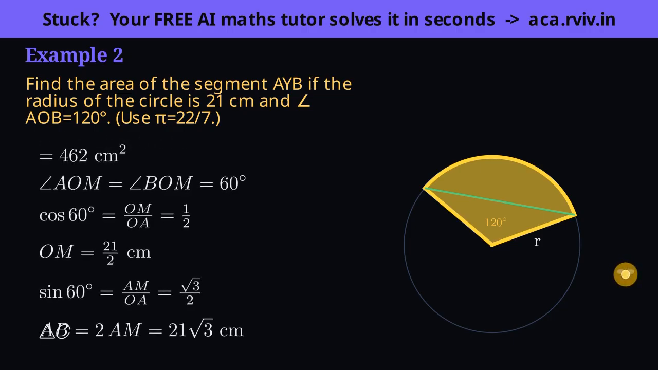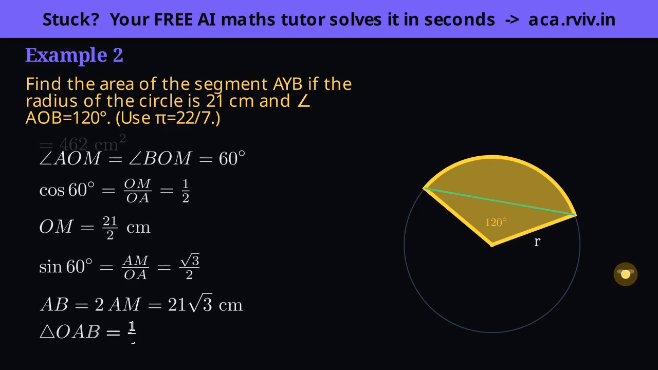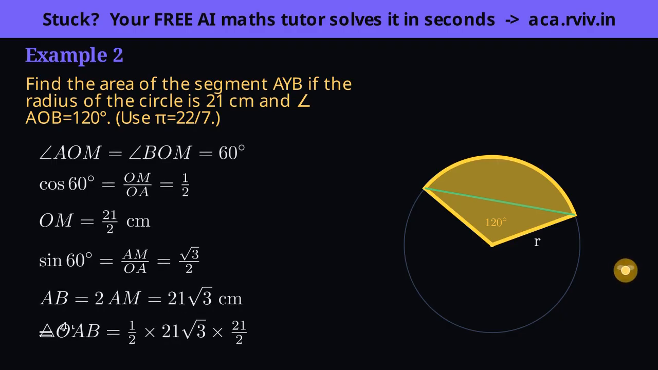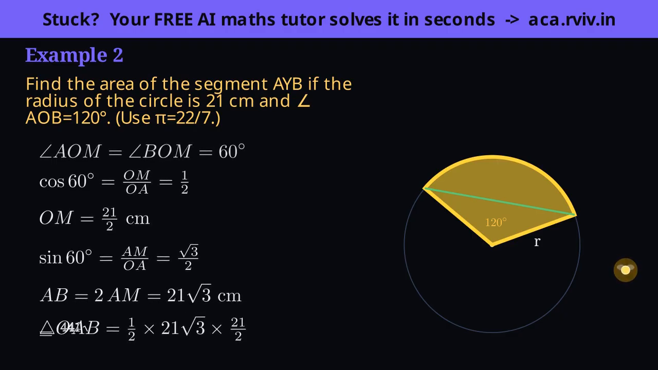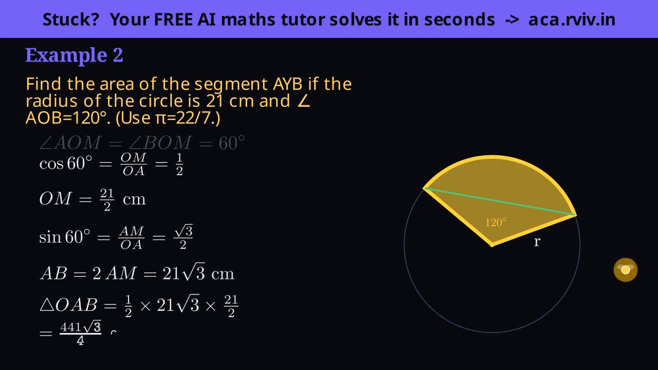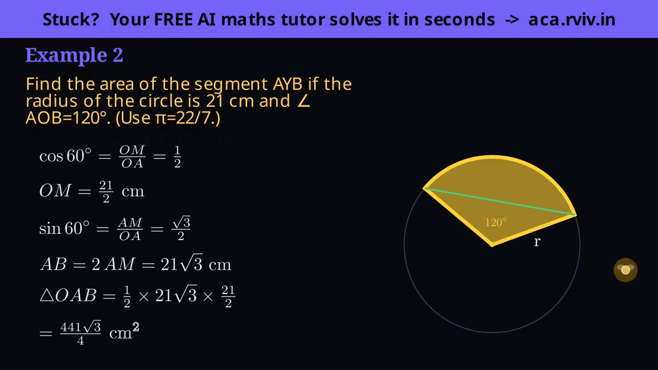Apply the plane triangle formula, half base times height, half of the base 21 √3, times the height OM, 21 over 2. Everything we plug in was earned from the geometry, not guessed. Multiplying it out gives 441 √3 over 4 square centimeters. Keep the √3 exact for now, rounding early would spoil the tidy final form.